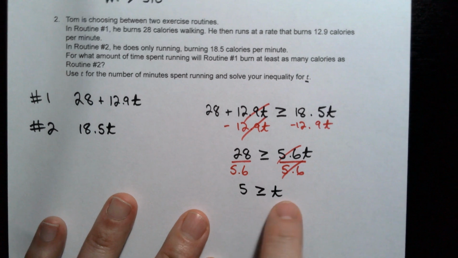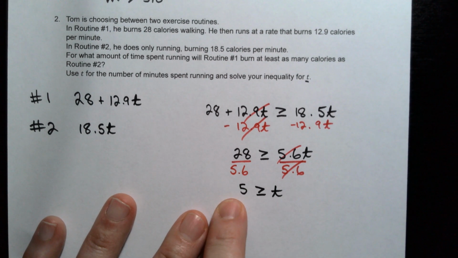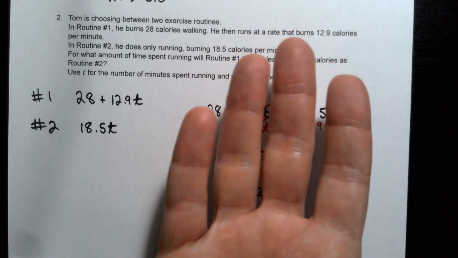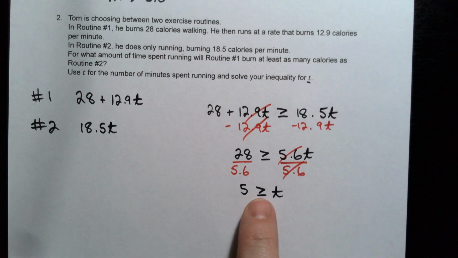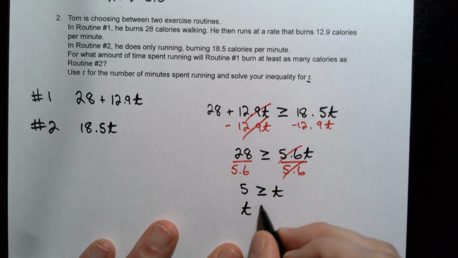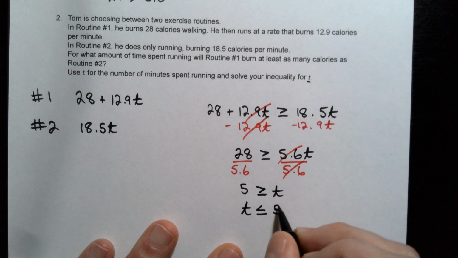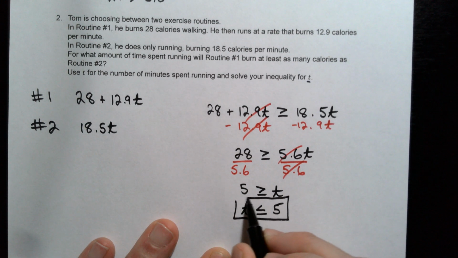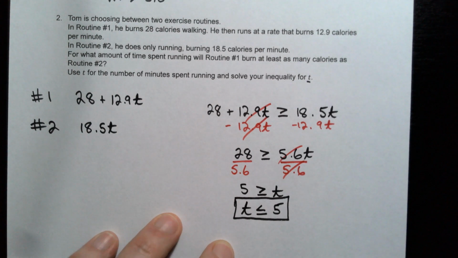Now this is kind of written backwards. I like the variable to be on the left and the number to be on the right. So I'm just going to take this entire thing and turn it around, which means that mouth is still going to open to the 5, right? Mouth is still going to open to the 5. I'm just turning it around and making it this. See, the mouth is still opening to the 5. So T must be less than or equal to 5. And that's it.